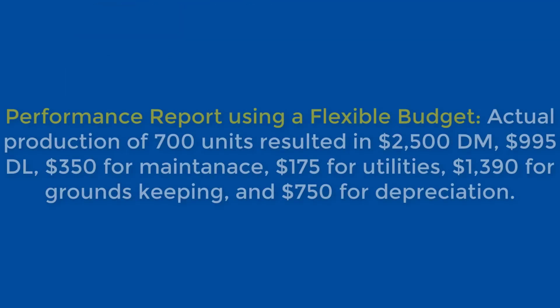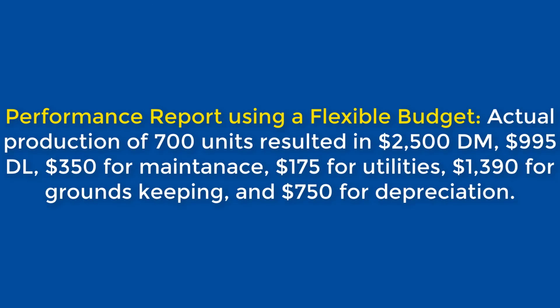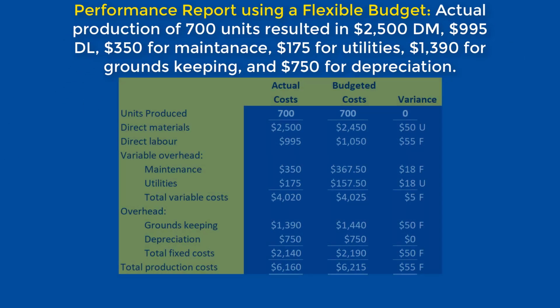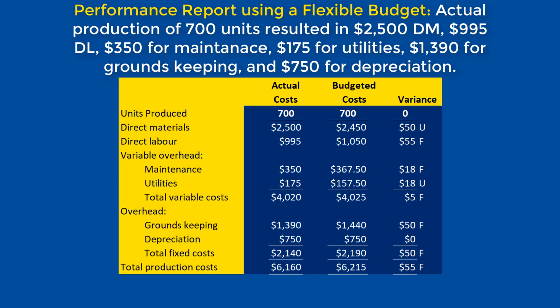With this information, managers can undertake a performance report to evaluate how their actual performance compared to their budgeted costs. If actual production results in the following expenses, managers can create the following performance report to evaluate the degree to which actual expenses deviated from budgeted costs. Going over budget is considered an unfavorable variance, while going under budget is considered a favorable variance.